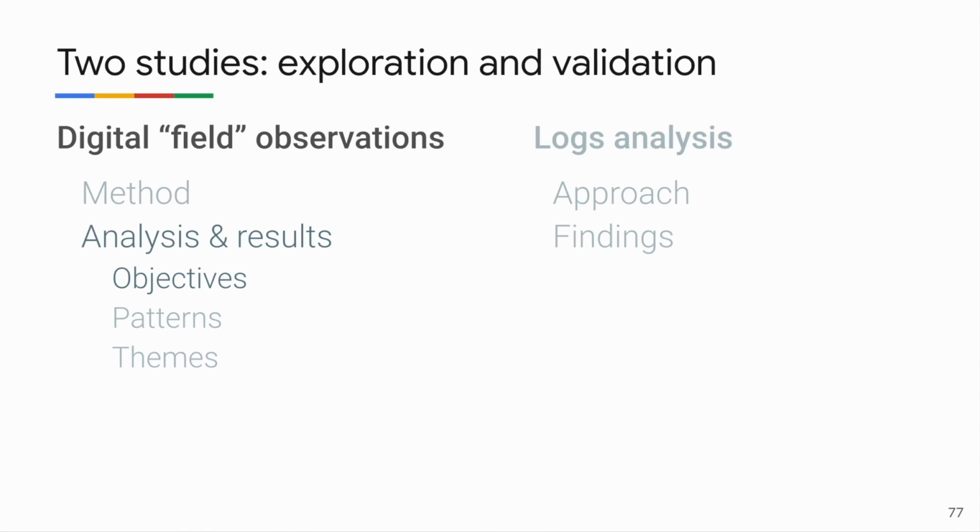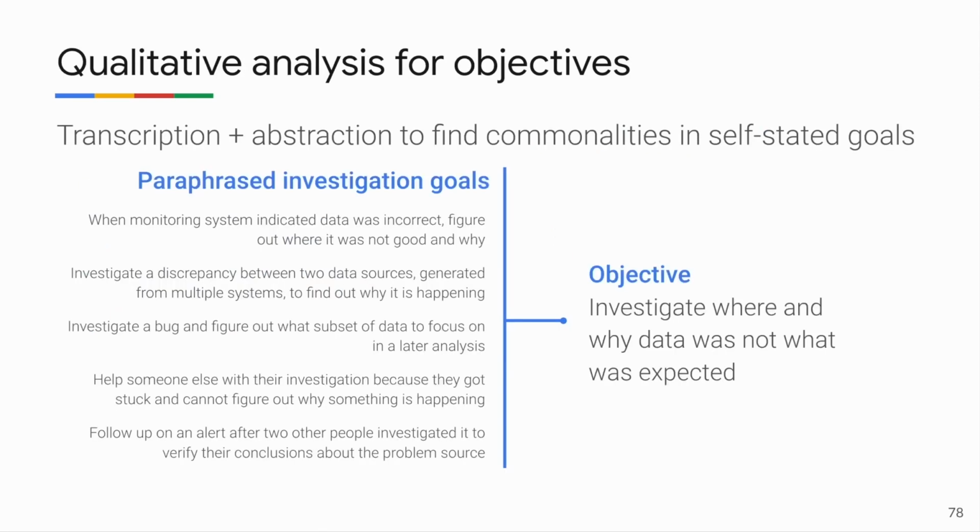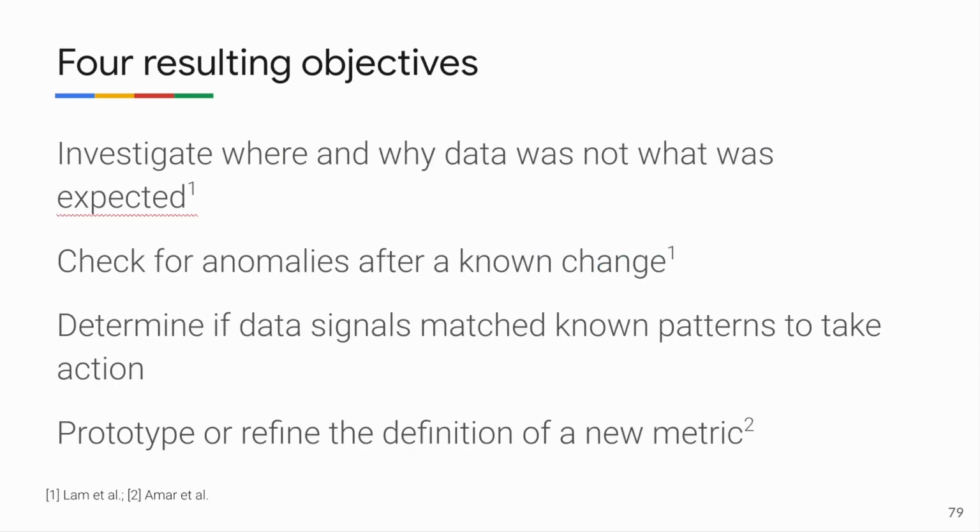Next, I'll share a brief overview of how we analyzed our data and highlights of our results. If you'd like more detail, we encourage you to read the paper. For objectives, we transcribed what people described working on and paraphrased it to various levels of abstraction to find commonalities. Using this technique, we identified 4 common objectives across the domains our participants worked in.